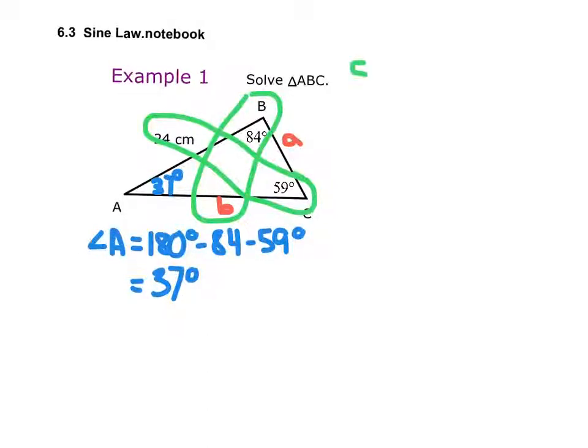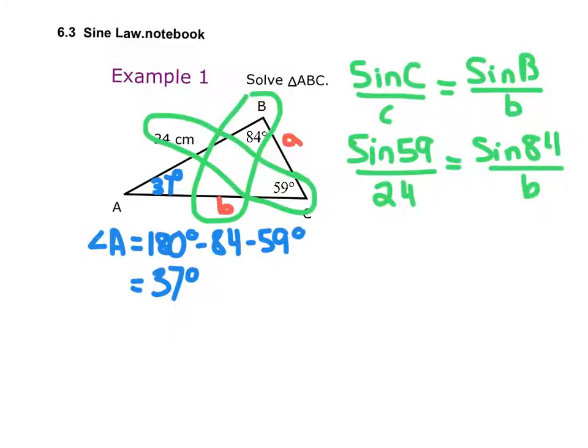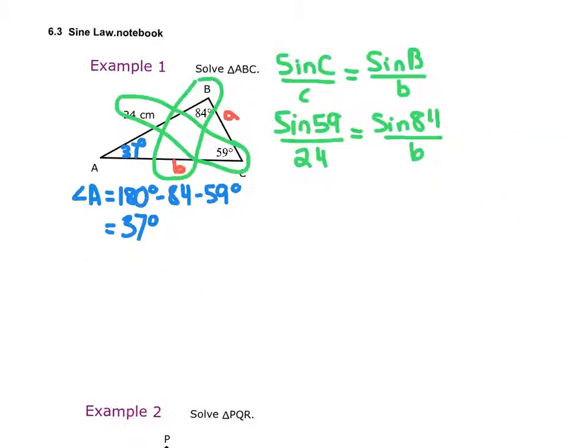So when we set this up, we would do sine C over little c is equal to sine B over little b. And we fill in our information, and you should only have one unknown left in solving because that's what you're trying to solve for. So for example, sine, and the angle of C is 59, the side of C is 24, is equal to sine 84, because that's the angle of B, over little b, because that's our unknown.